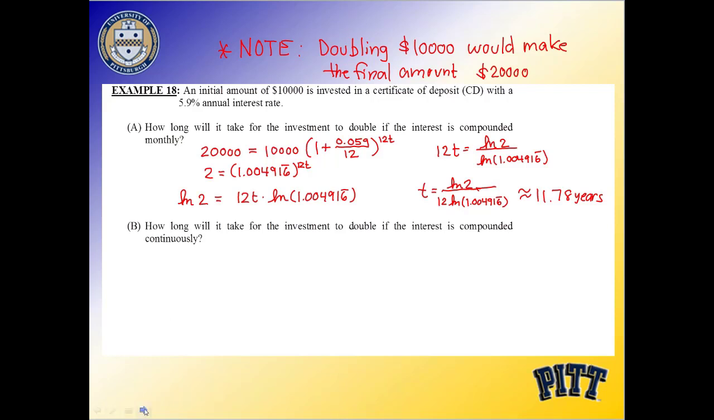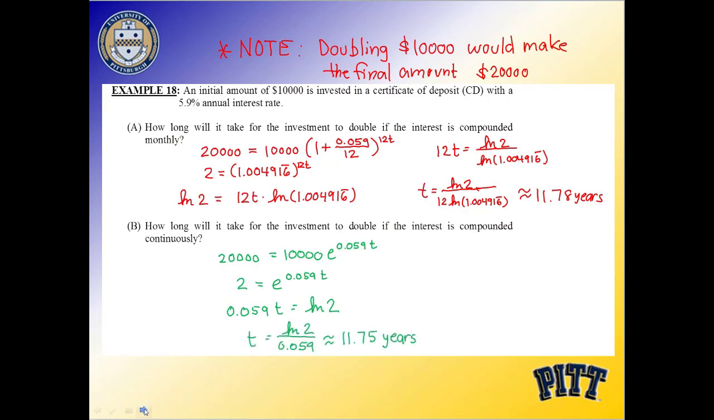Now it says how long will it take for the investment to double if it's compounded continuously. Now it has the word continuously, so I have to use the different formula. So here 20,000 is going to equal 10,000 times e to the 0.059t. A little bit more of a simplistic calculation here because now when I use natural log, it's going to clear out the e on the one side. So I'm going to have 0.059t equaling the natural log 2. T is going to be the natural log 2 over 0.059, which is 11.75 years.